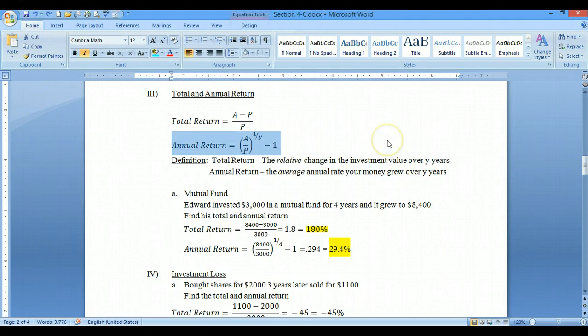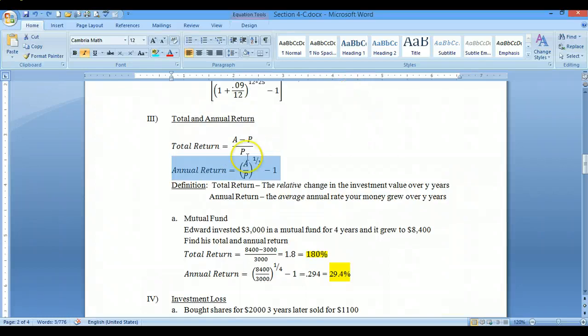We did it in the last section, which is the second way of finding the APY. APY is the annual percentage yield, which in this one, same thing, the annual return. The definition of total return is the relative, which we already talked about, the relative change in the investment value over Y years. Now I did talk about absolute change. That's the top part of this, new minus old. And then if you divide it by the old, you get the relative change. Sorry if that was confusing.